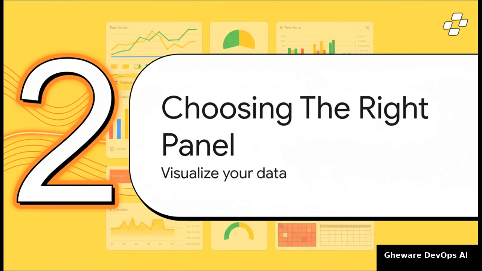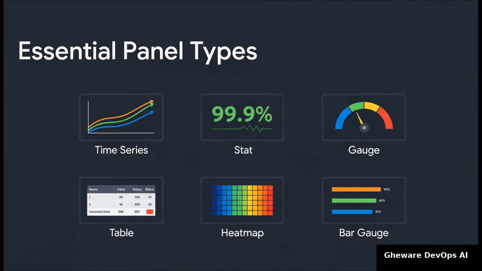Okay, on to Section 2, picking the right panel. Now that we have our strategy, let's talk about the tools of the trade. This is super important because the right visualization gives you that instant aha moment, while the wrong one is just, well, a confusing mess of lines. Now, Grafana has a ton of panels, but we're not going to cover all of them. We're going to focus on the essentials, the workhorses you'll be using over and over again to build out those amazing RED and USE dashboards.